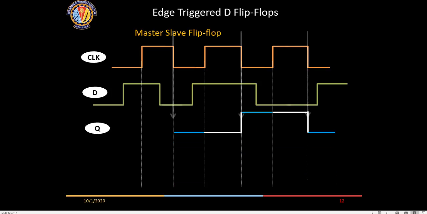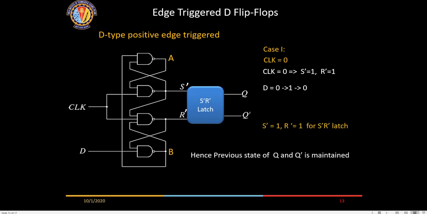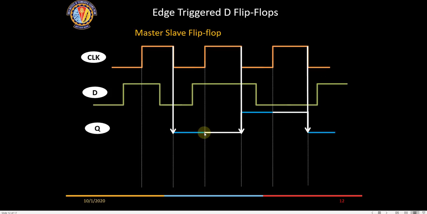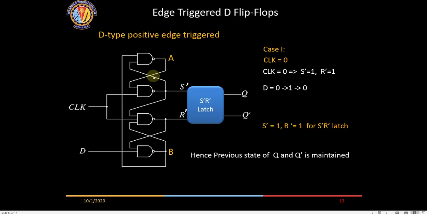Okay, somebody had a question? No. Okay, so this is another kind of flip-flop, known as the master-slave flip-flop. It uses two latches. This is a gate level implementation of a D-type positive edge triggered flip-flop. This is an SR dash latch.